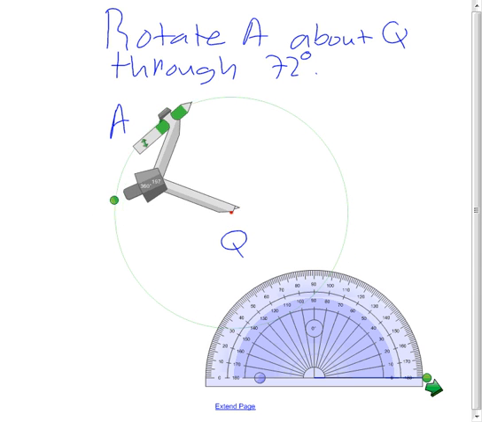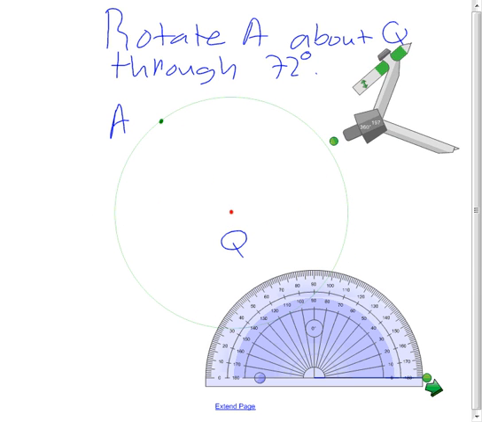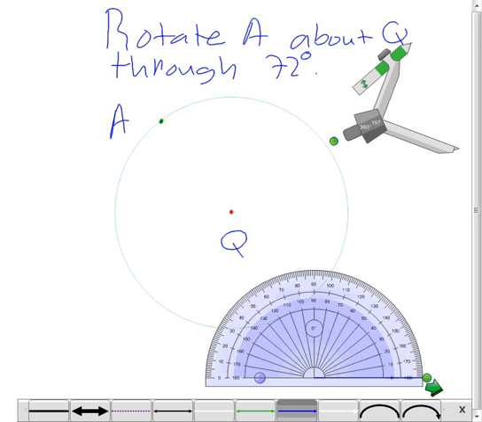Now certainly I don't need the whole circle, but if it's just a single point, I'll just make it. If it's more points, maybe I just want to make the arc. 72 degrees, 72 is a positive number. Positive rotations go counterclockwise. Okay, so now what I need to do is find the correct angle to rotate through.